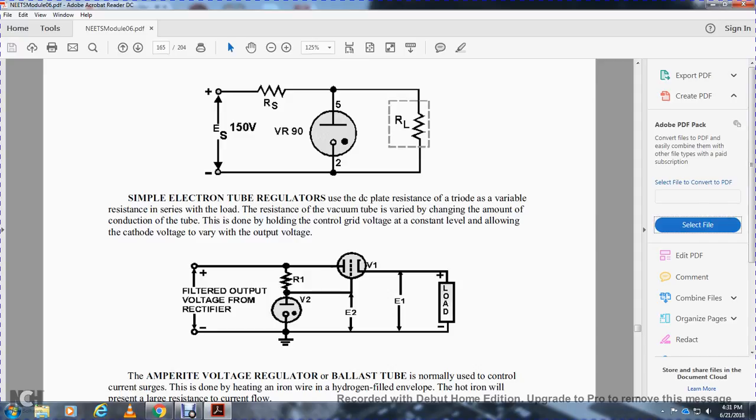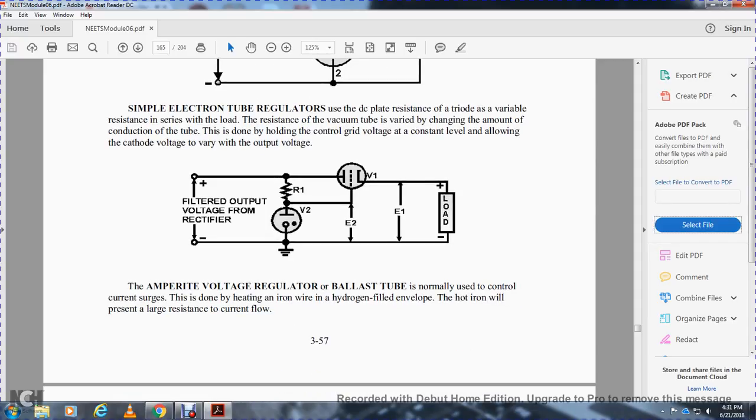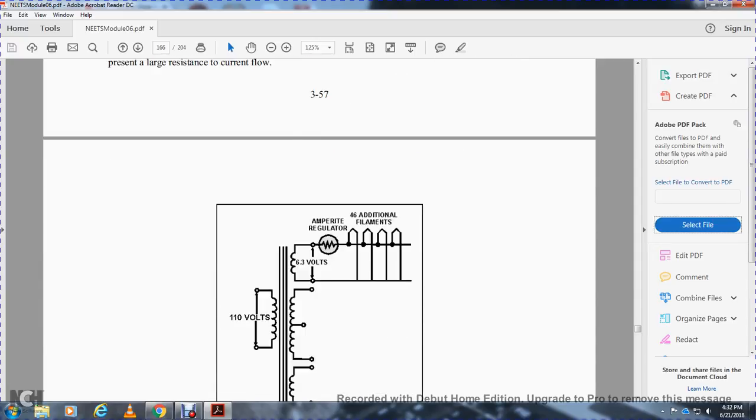The DC plate resistance of a triode is the variable resistance in series with the load. The resistance of the vacuum tube varies with the changing amount of conduction of the tube. This is done by holding the control grid voltage at a constant level and allowing the cathode voltage to vary with the output voltage. The Amperite voltage regulator ballast tube is normally used for the control of current surge. This is done by heating an iron wire in a hydrogen-filled envelope. The hot iron will present a large resistance to current flow.